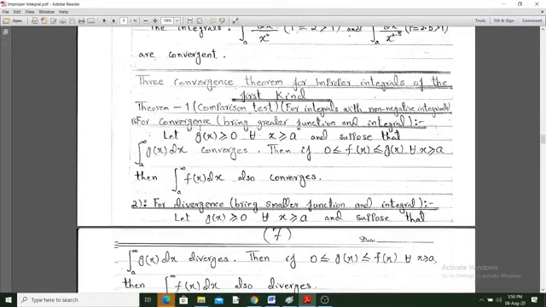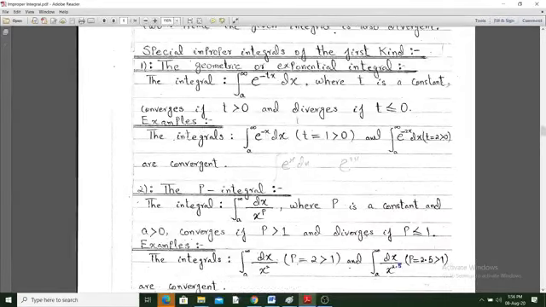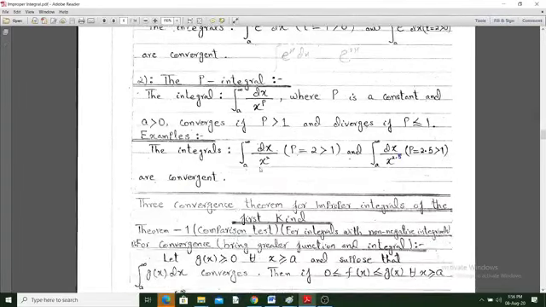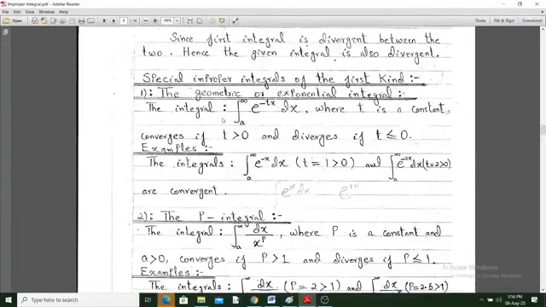And in the comparison test we require some standard integrals. Remember, in this test we do not use only these two standard integrals, but we also use some previous integrals that you know from previous knowledge. So first let us discuss these two integrals, then we discuss the theorem. The first standard integral is called the geometric or exponential integral.